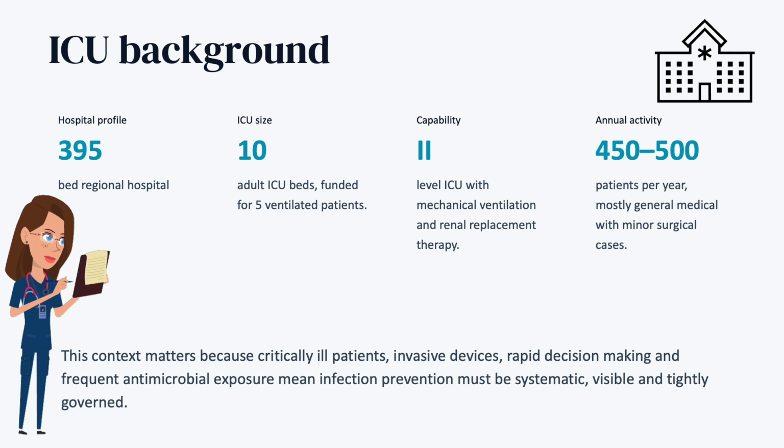The hospital being reviewed for this is a 395-bed regional facility within a tertiary health district. Its ICU is a 10-bed adult level 2 unit funded for 5 ventilated patients. It manages approximately 450 to 500 patient admissions per year, which matters because ICU patients are highly vulnerable, frequently require invasive devices and are exposed to antibiotics and complex interventions, which means even small infection control failures can have significant consequences.